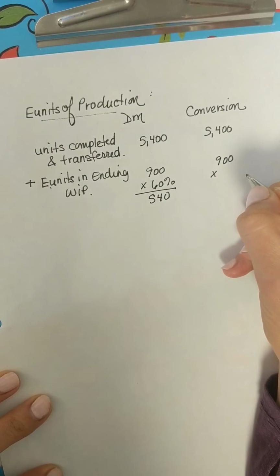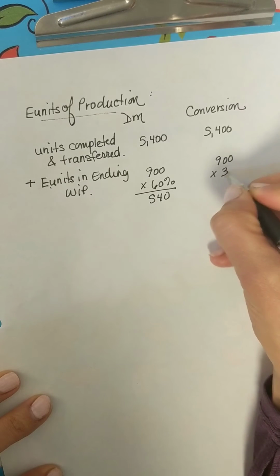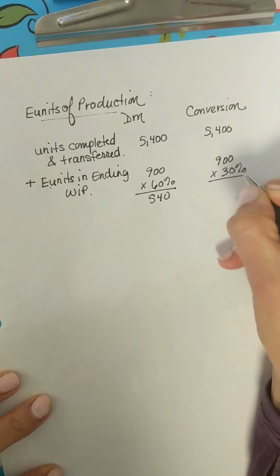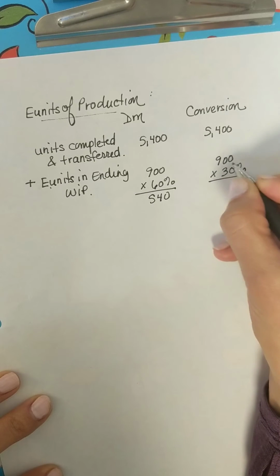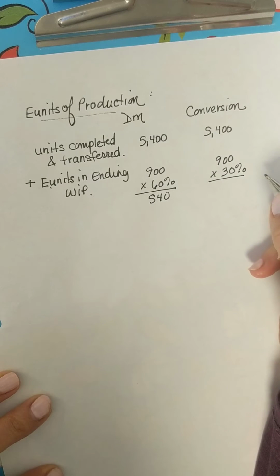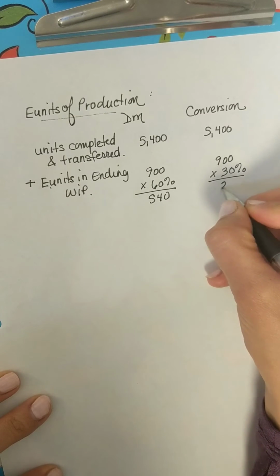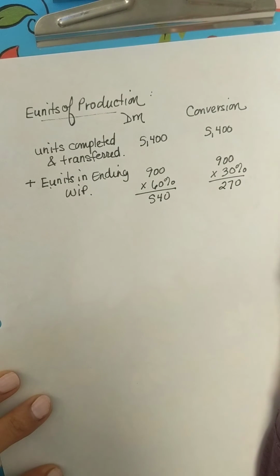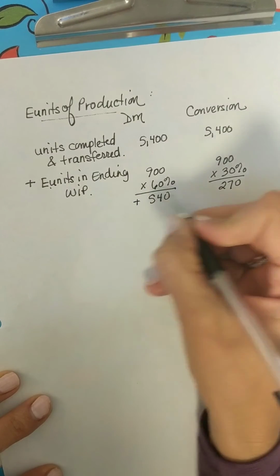And conversion costs on these 900 units were only 30% complete. So I'm not going to spread cost over all 900 units because they're not whole. I have to add more cost in order to finish them. So I'm only going to count my ending work in process for conversion as 270 equivalent whole units.